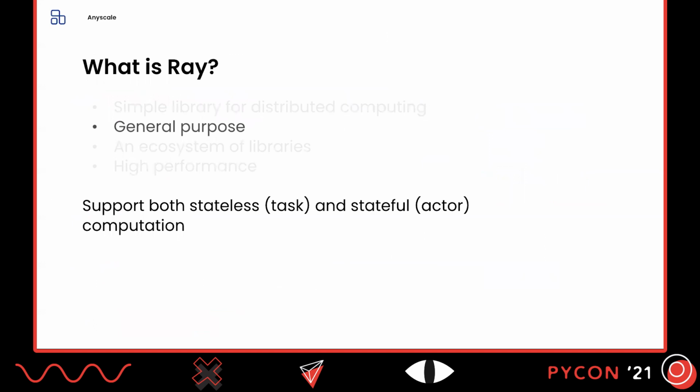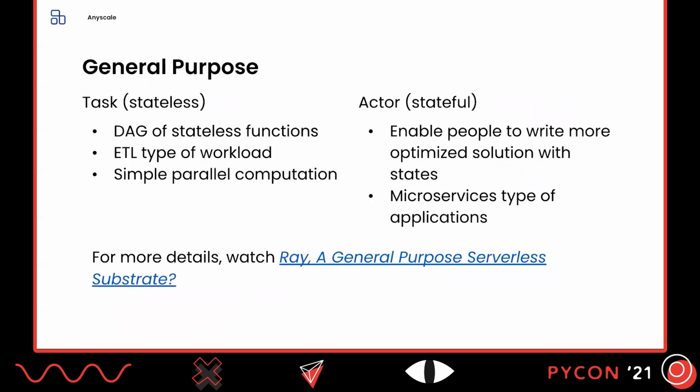Secondly, Ray is a general purpose system. It supports both stateless and stateful computation, which are basically the primitive operations for building distributed systems applications. For example, using stateless computation like tasks, you can easily build a distributed data processing library that does some ETL type of workload, or it's also possible to build scientific parallel computing workloads. If you use actors, it's also possible to further optimize your applications. And in some cases, if you need state for your distributed applications, you can implement it using actors.